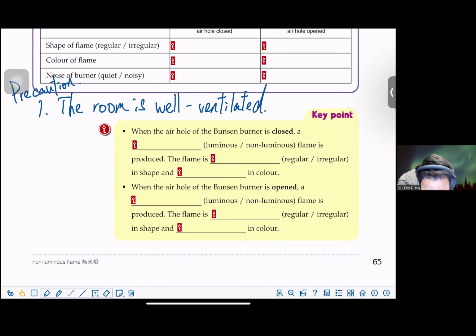So I think last lesson we have already gone through the key point, which is when the air hole of the Bunsen burner is closed, we will obtain a luminous flame, and the flame will be an irregular flame, and the color will be yellow. When the air hole of the Bunsen burner is open, we will obtain what we call a non-luminous flame, and the flame will be regular, and the color will be blue.